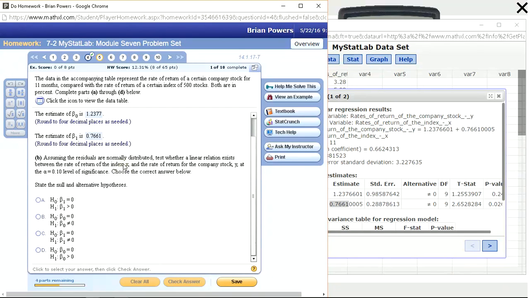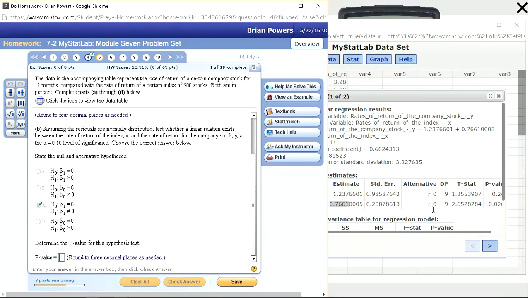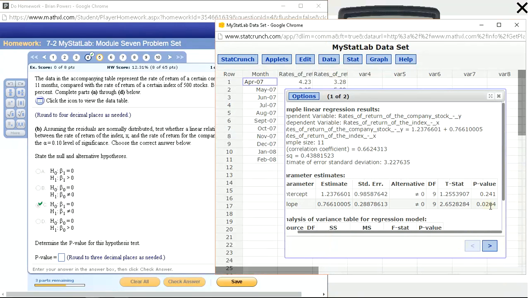All right, let's see. Assuming the residuals are normally distributed, test whether a linear relationship exists. Whether or not a linear relationship exists, the correct alternative is not equal to. So this is what we want. The null hypothesis, no, but we're not testing on beta 0, we're testing on beta 1, the slope. Beta 0 is the intercept, we're not testing that. Equal 0 versus not equal to 0. That's the hypothesis test. And the p-value, it's right here, 0.026.